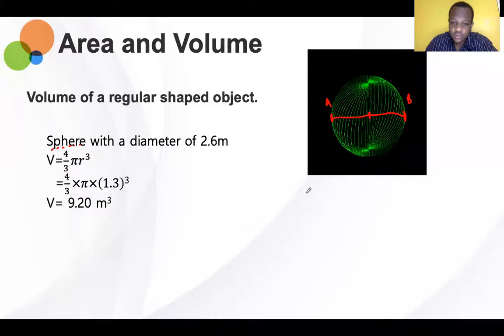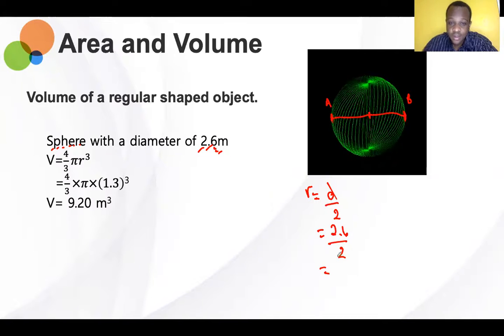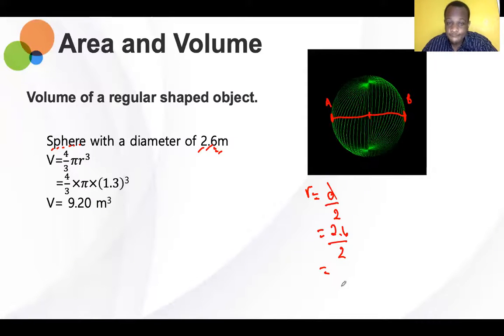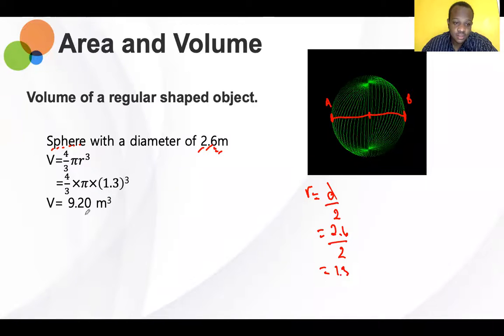So in order for us to find the radius, R, this is equal to D over 2. And we said D is 2.6 in this case. So let's put that in, 2.6 divided by 2. And we get, what do we get here? 1.3. Question? Yes. All right, so we put in our 1.3 value here, and we get our final answer.